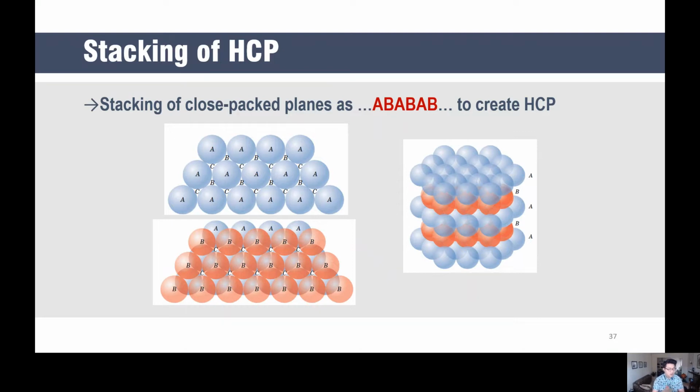So here we can see from the slide that the basal plane, layer A, and then after that we have an alternating layer, layer B, and then after that it repeats again to itself, which is layer A. So HCP has an AB, AB, AB stacking sequence. FCC has an ABC, ABC stacking sequence, whereas HCP has an AB, AB stacking sequence.